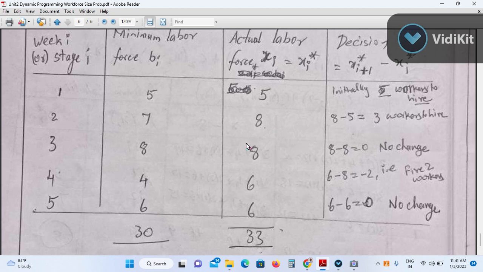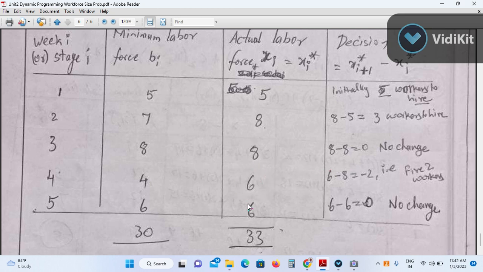For the next week, week 3, in the previous week you already hired 3, so 5 plus 3, 8 workers are there. For week 3, again you need only 8 workers. So already you have 8 workers, therefore no change. 8 minus 8, therefore 0. There are no workers you are going to hire. That means no change, so you can continue your project.